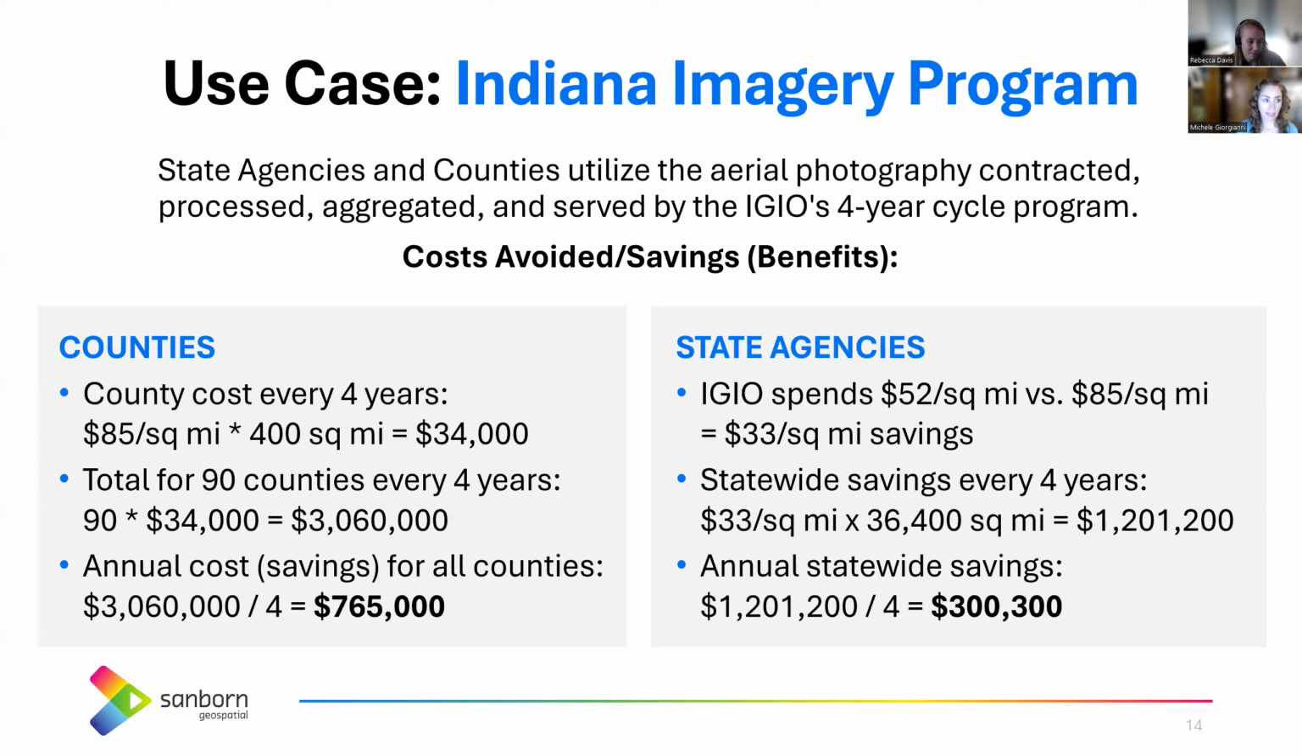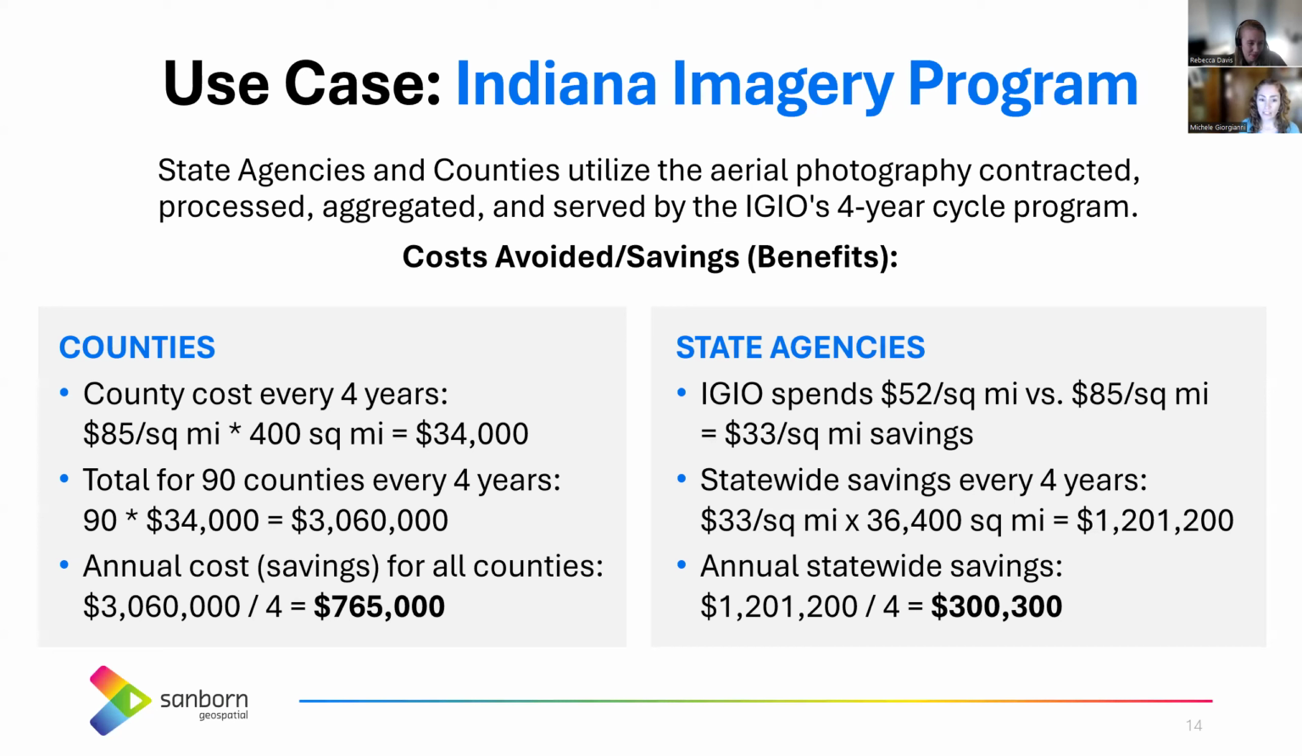Now we need to break that down into an annual cost statewide for all the counties. So we take that $3 million, we divide that by 4, and that gets us $765,000 per year of costs avoided or savings or benefits, whatever you want to call it. So that's for the counties.